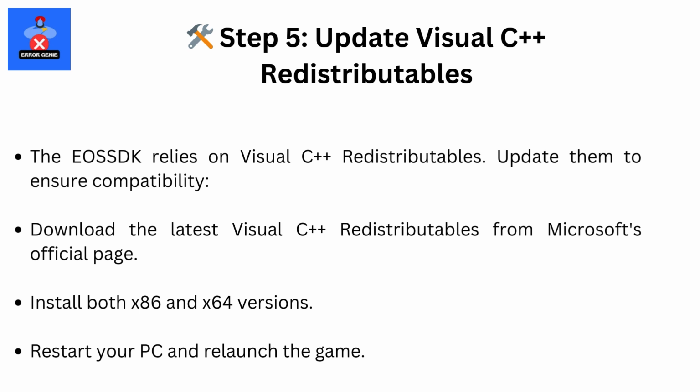Step 5. Update Visual C++ redistributables. The EOS SDK relies on Visual C++ redistributables. Update them to ensure compatibility. Download the latest Visual C++ redistributables from Microsoft's official page. Install both x86 and x64 versions. Restart your PC and relaunch the game.